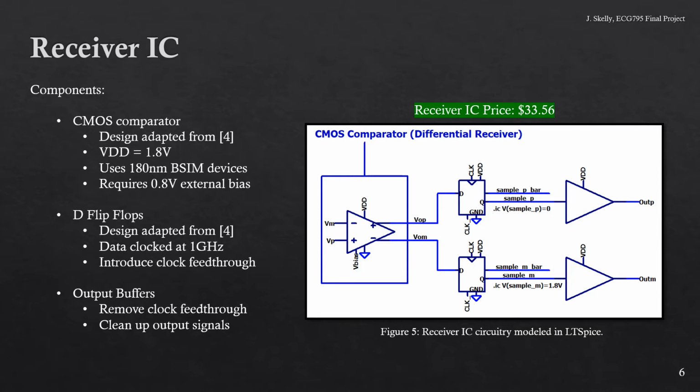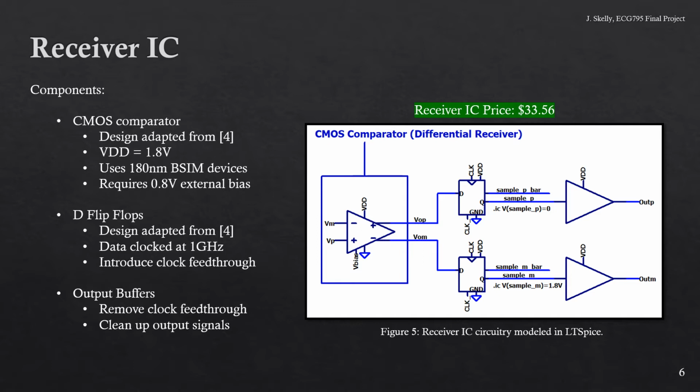The receiver IC consists of three main components per link, neglecting the clock generator circuit. The first is the CMOS comparator, adapted from a design found in Dr. R. Jacob Baker's CMOS circuit design textbook. BSIM MOSFET models with a minimum length of 180 nanometers were used in the design of the receiver circuitry.